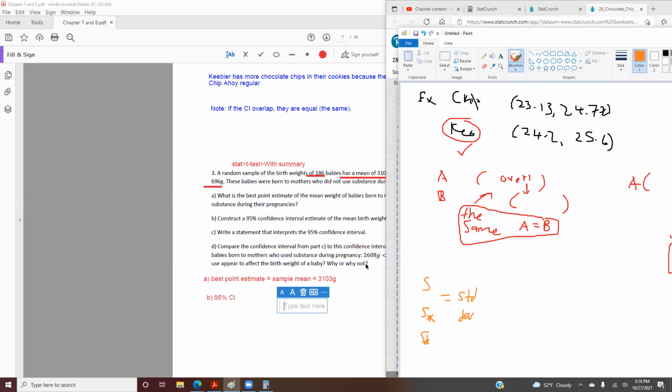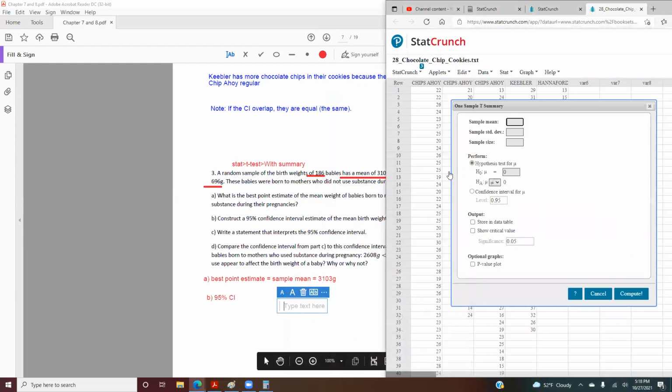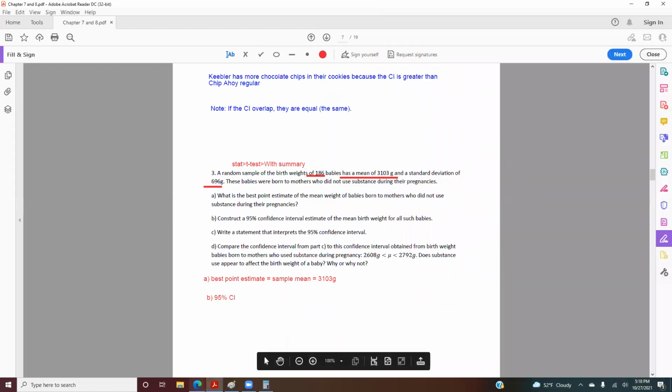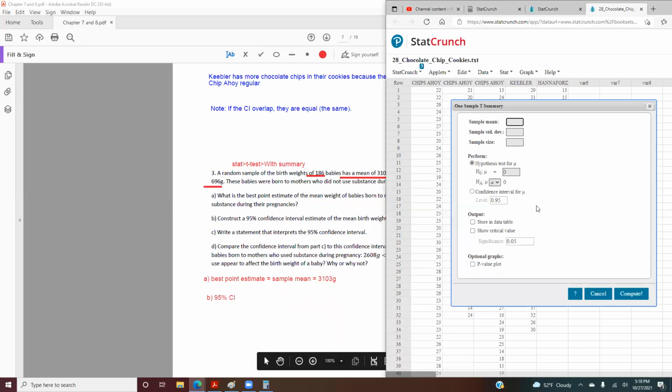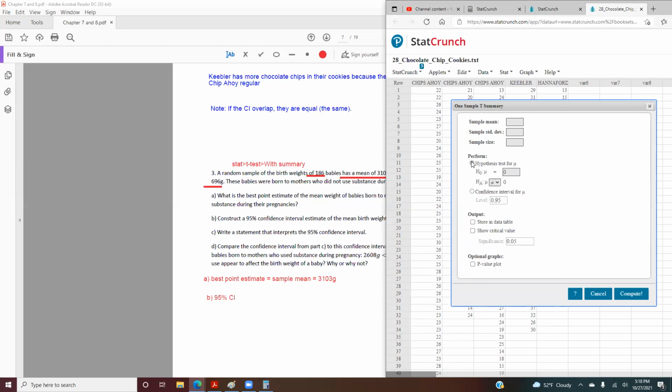Can you go back to the StatCrunch? I have another question about that. So when you plug this in, we never go to where it says perform, right? We always check where it says confidence interval. Because we are finding a confidence interval here, we are doing confidence. So all of chapter 7, we are doing confidence interval. And when you do chapter 8, we will be performing a hypothesis test.